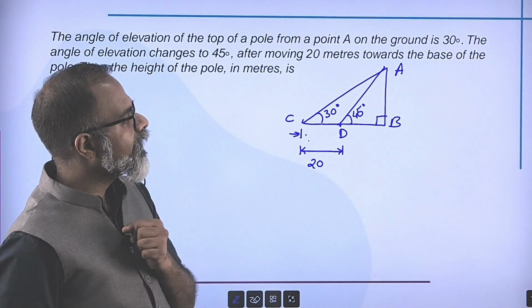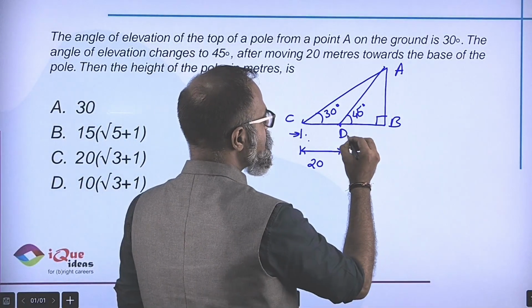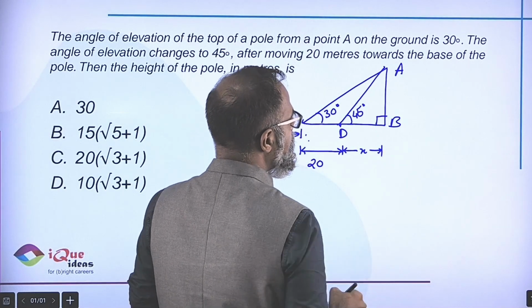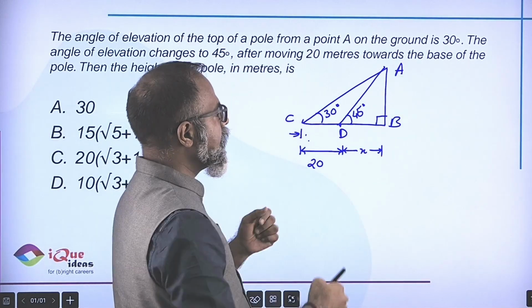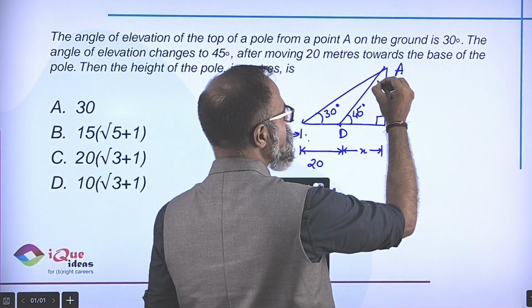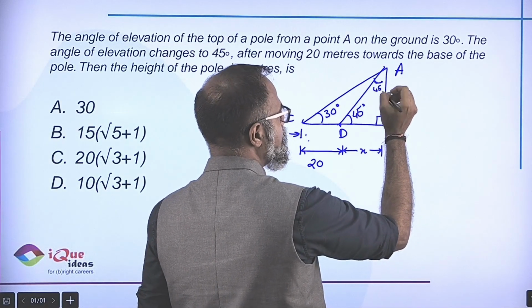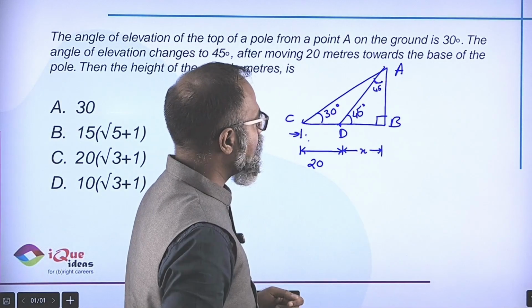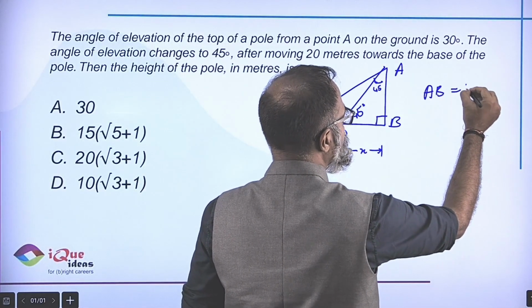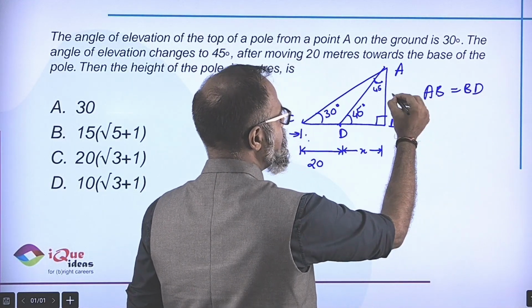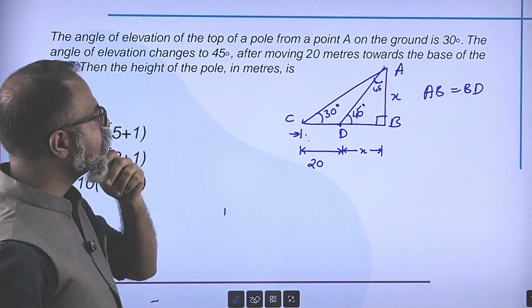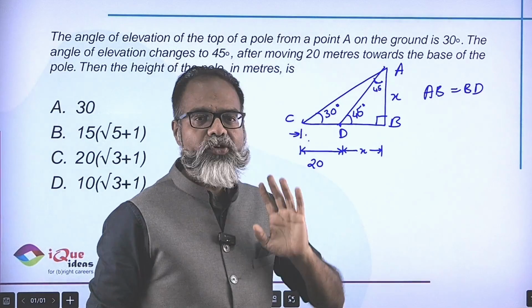Now before we move any further, let's assume the distance between D and B is x meters. In triangle ABD, if angle D is 45 degrees and B is the right angle, A is also 45 degrees, which makes this an isosceles triangle, which means AB will be equal in length to BD. So AB will also be x. Great. Now the height of the pole. So I just need to find the value of x.